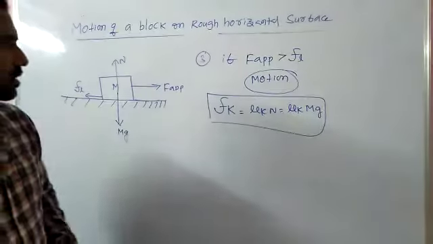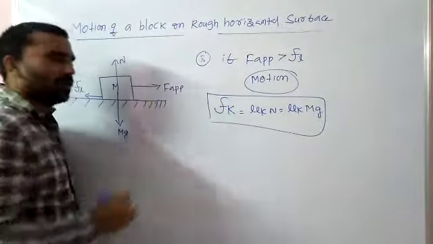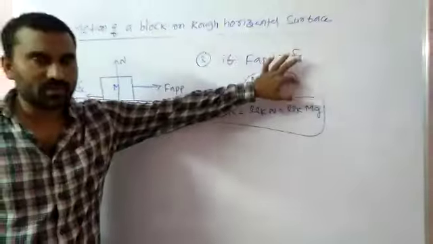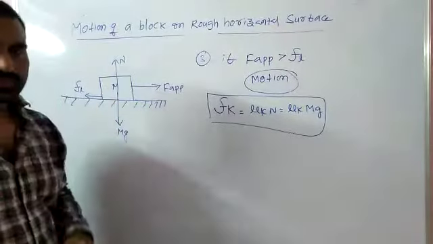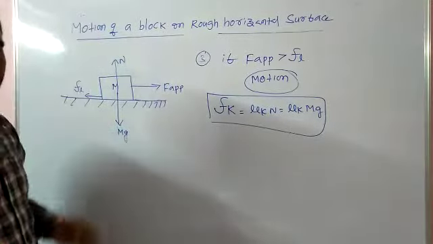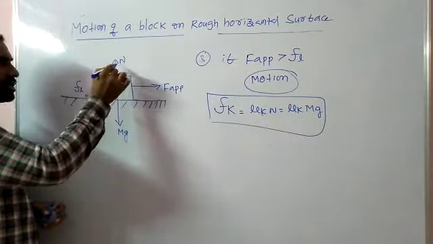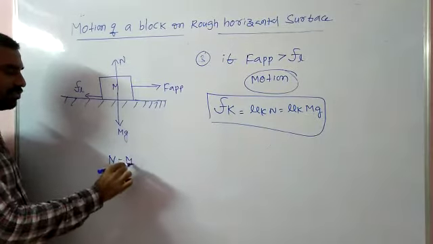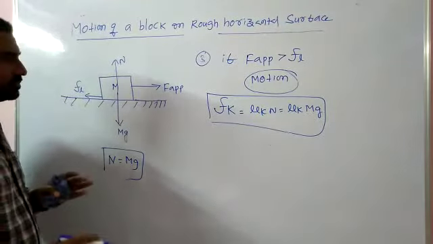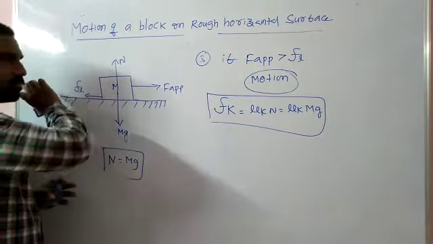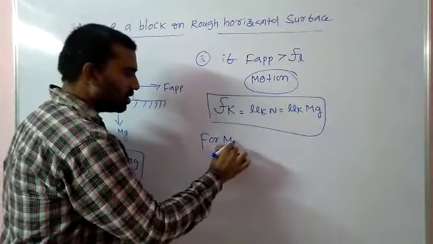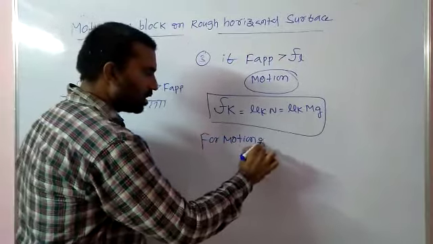Now, what is the net force for the motion of the block? Already, since the applied force is greater than limiting friction, we know this block is in motion. Now, what is the net force on this block? Along the vertical there is no motion. Along the vertical, the normal reaction balances the weight, so these two balance each other. But with applied force greater than limiting friction, this block is in motion.